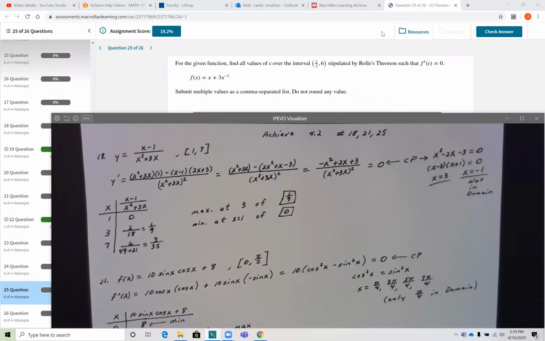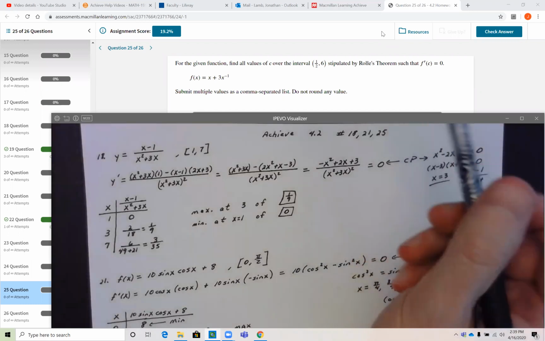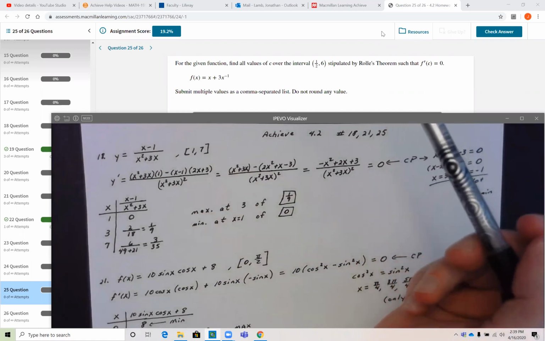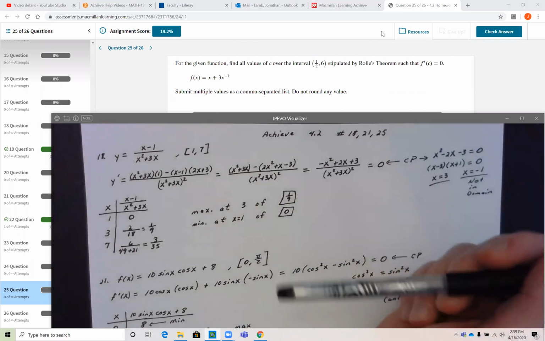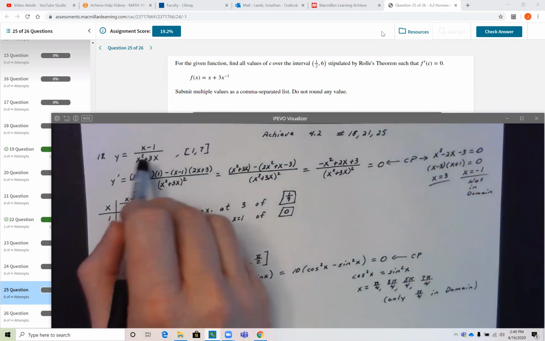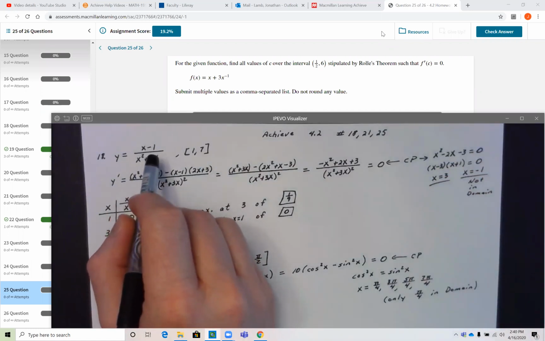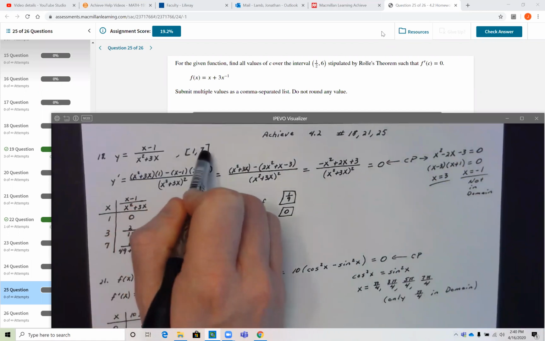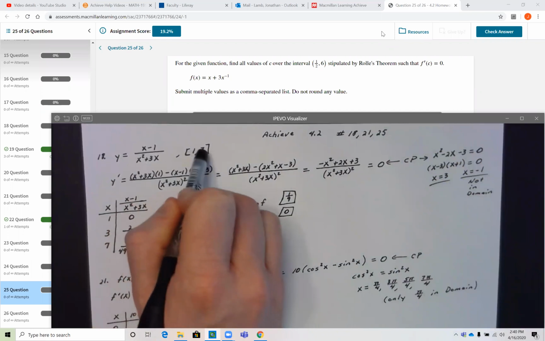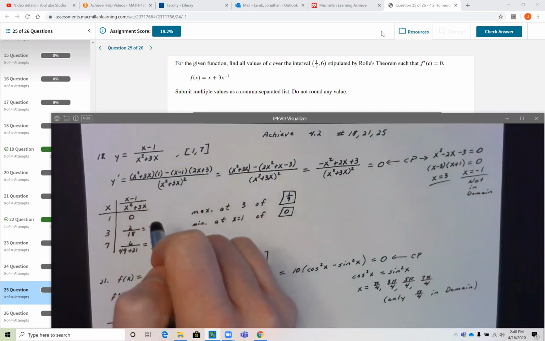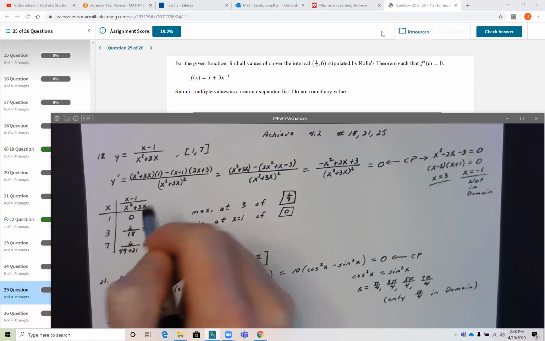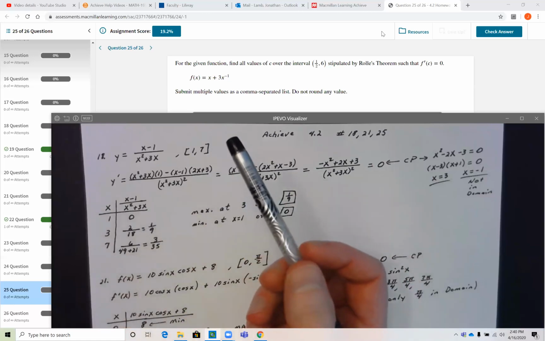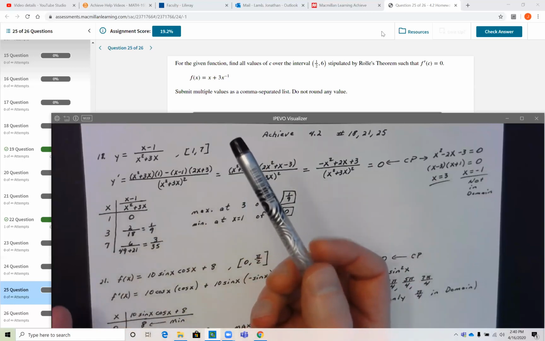Hey guys, let's talk about problems 18, 21, and 25 in Achieve section 4.2. The first two problems deal with the extreme value theorem, and the last one is going to deal with Rolle's theorem. Remember, the extreme value theorem is just saying that the maximum or minimum value of any function on a closed interval is either at the endpoints or at any critical point within those endpoints.